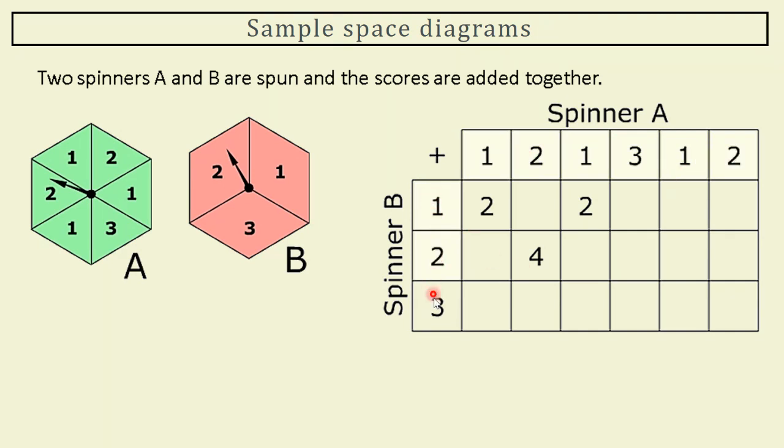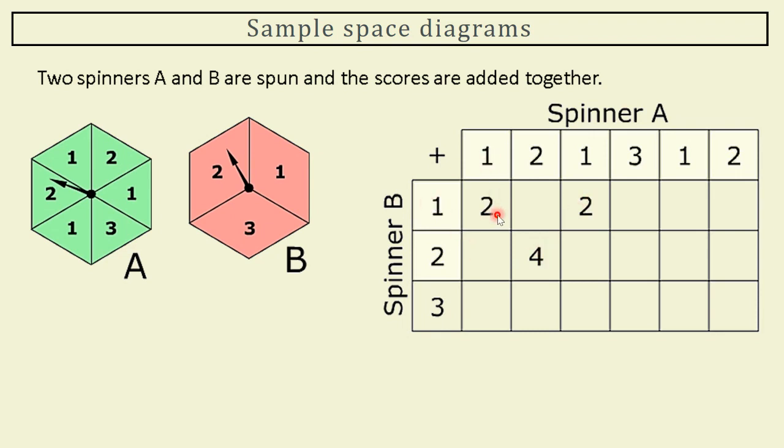Down the side here, I'm going to write what I can get on spinner B. Well, I can just get 1, 2, 3. I'm putting a plus here because I'm telling myself that I'm adding the scores together. So I've just got an addition grid. The scores on spinner A here, the scores on spinner B here, and now I'm just going to add up in the middle.